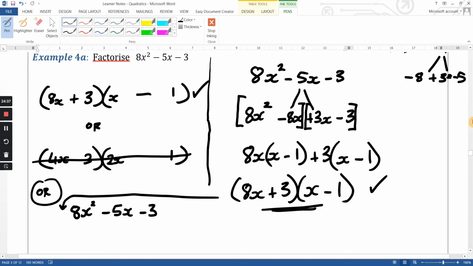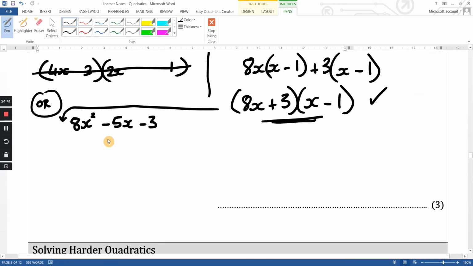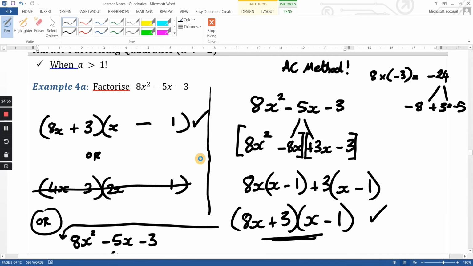Okay, and we had minus 8 and positive 3. So split this. Let's put the positive 3 on this side and the minus 8x on this side. Let's bring this down. Let's bring that down. See if we get the same answer. I think the working out is going to be slightly different.